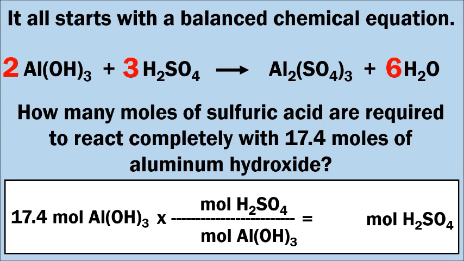So there are, as you can see, 3 moles of sulfuric acid for every 2 moles of aluminum hydroxide. And then on our calculator, we would do 17.4 times 3 divided by 2, and we get an answer of 26.1 moles of sulfuric acid. And as you can see, we can cross off the units of moles of aluminum hydroxide just to make sure. So that was a one-step conversion.